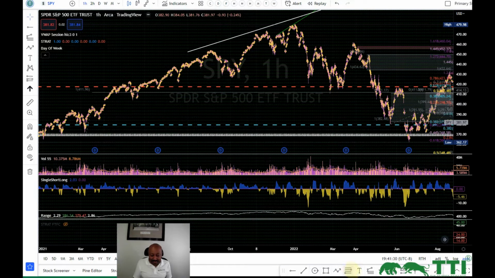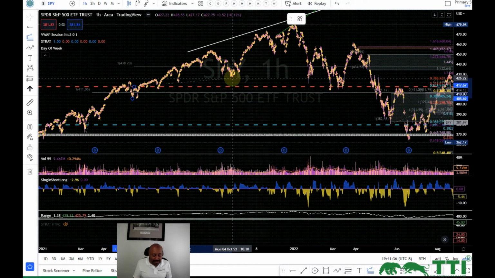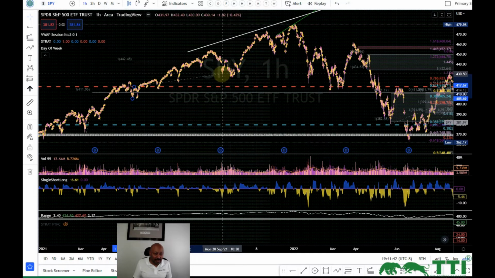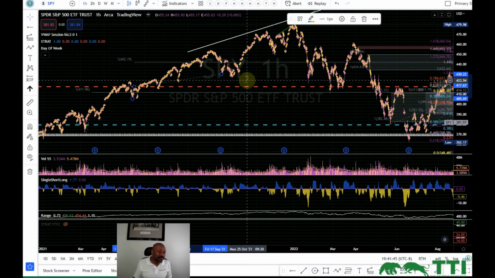I'll take everything out and show you again. Like this move. You measure it from here. That's where price stopped. You measure it from here. That's where price stopped. That gives you a good area to aim for without having to give back your profits, right?